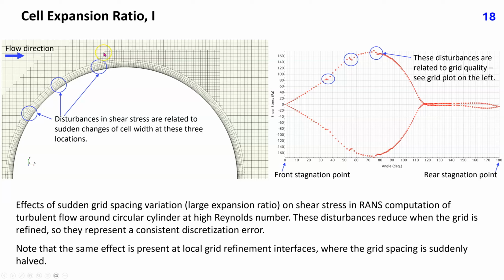The effects of sudden grid spacing variation, that is, a large expansion ratio, on shear stress variation along the cylinder circumference from the front stagnation point to the rear stagnation point are clearly visible in this plot. At every sudden change of grid spacing, a disturbance in otherwise smooth shear stress variation is visible. These disturbances reduce when the grid is refined, so they represent a consistent discretization error.